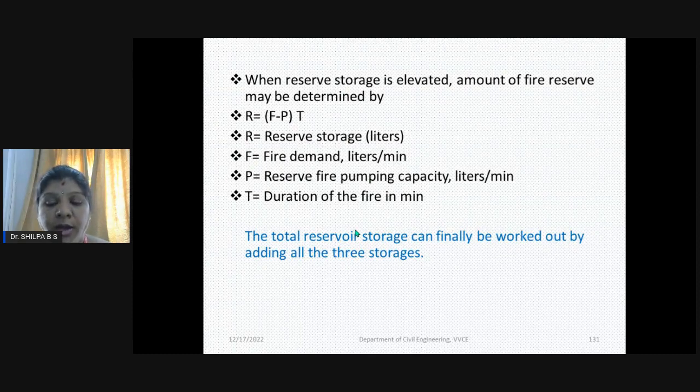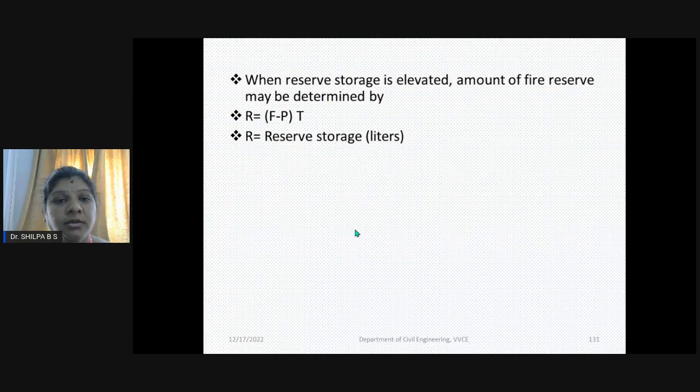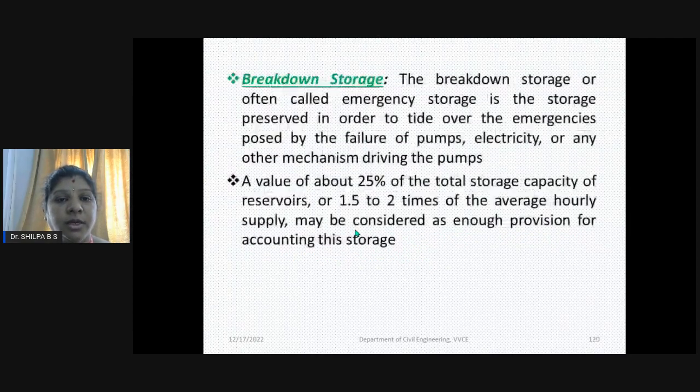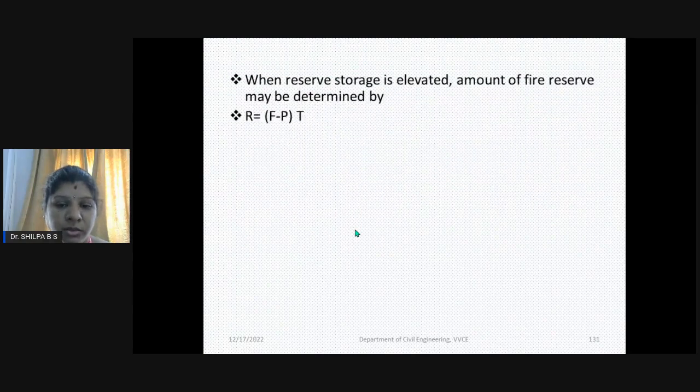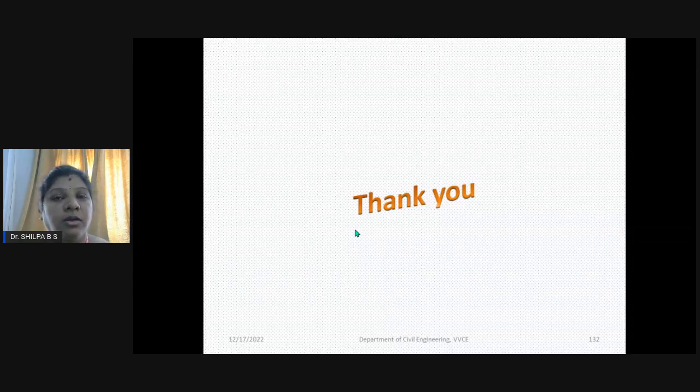We need to add the balancing storage, then fire storage, and then the second one which we studied, the breakdown storage. Okay, so these are the three storages which are added to calculate the storage capacity of the service reservoir.